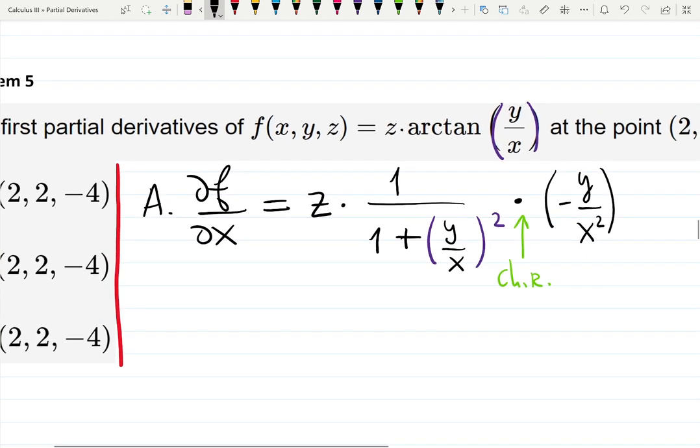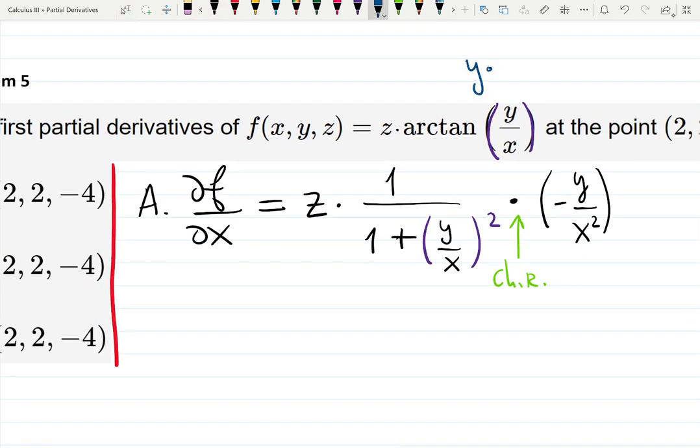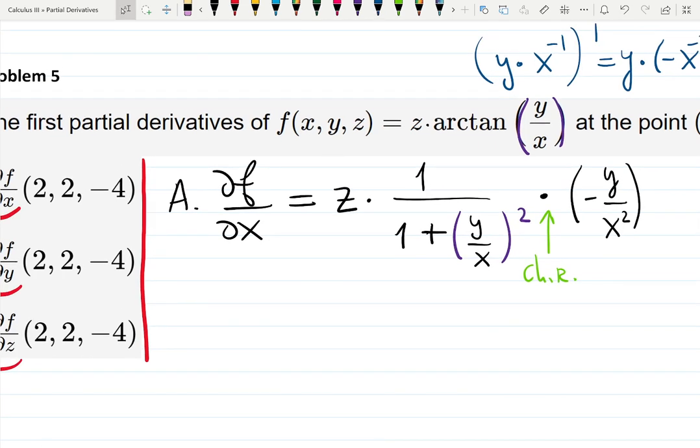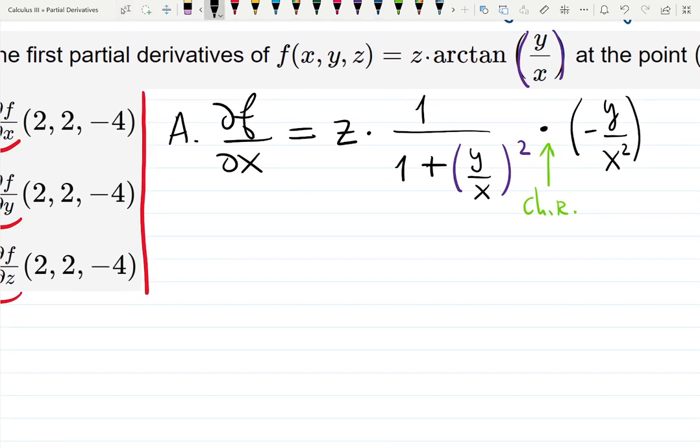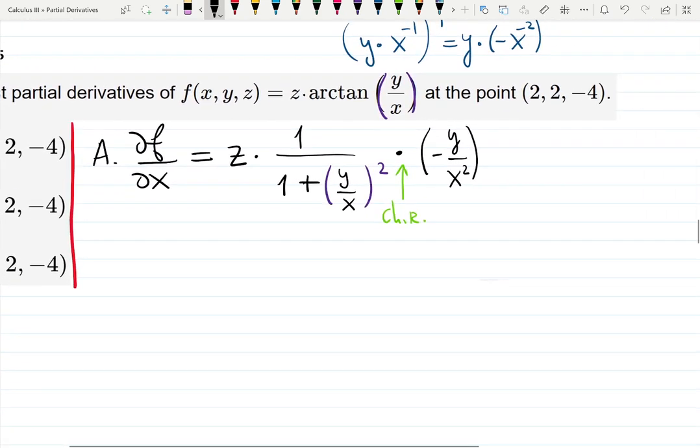Do you know how I did it? So I wrote it as y times x to the minus 1 prime. Y is a constant, so it survives. Survives means it's not 0 because it's multiplied. And then I have minus x to the minus 2, derivative of x. Agree on this? You can simplify or not. You can just plug right away your numbers, 2, 2, minus 4. So you found, let's find all the 3 derivatives.